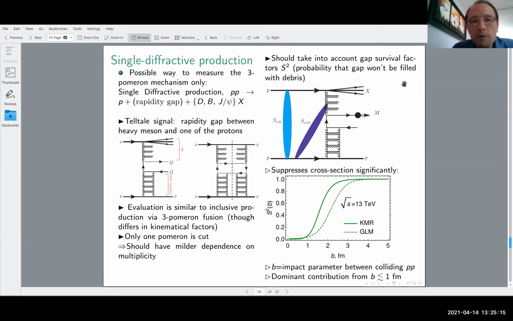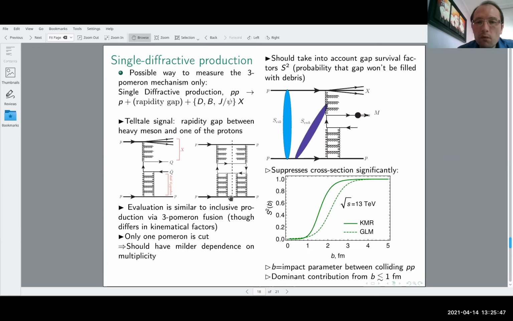Finally, I'd like to discuss briefly single diffractive production. It's very interesting because potentially it allows us to understand better what happens with 3 pomeron fusion mechanism. Typically, a single diffractive production is characterized by rapidity gap between final recoil proton in the final state and produced hadronic states. And due to presence of rapidity gap, we expect that the dominant contribution is given by this diagram. Actually, it's a 3 pomeron mechanism, although we can see that only one of the pomerons is cut.